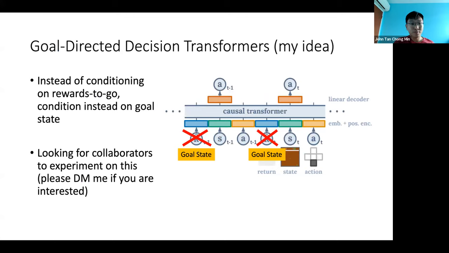So I'll touch more on this idea next week. And then if you are interested to do some experiments with me, do let me know. Because I think this is more or less the future of reinforcement learning. We shouldn't use rewards anymore.